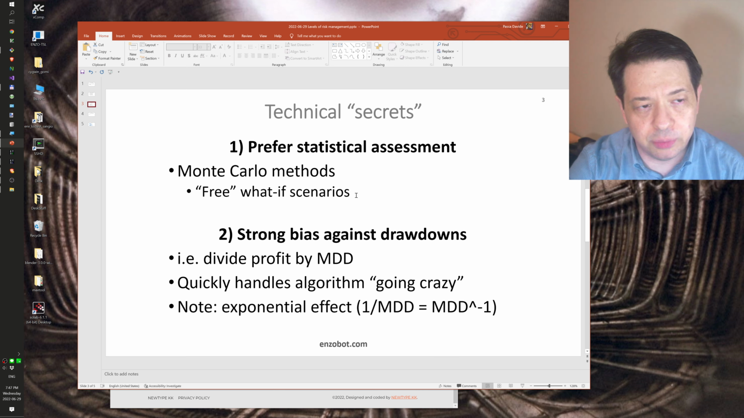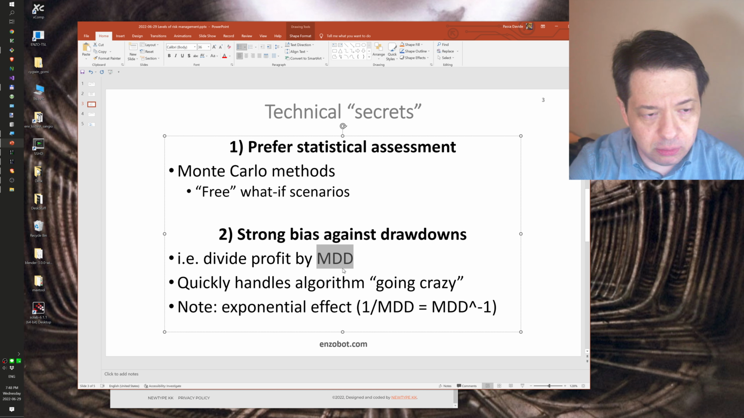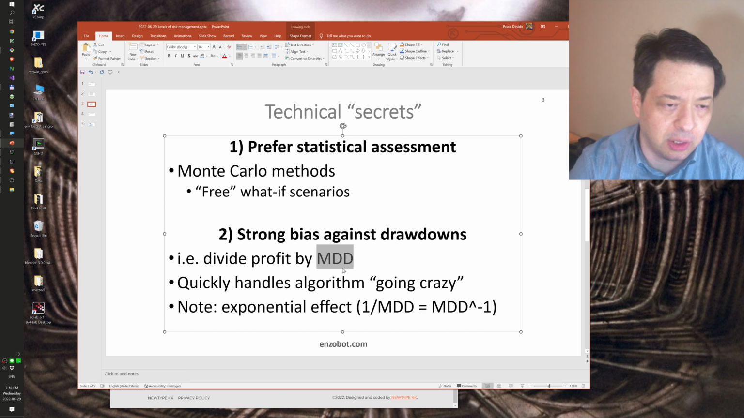And the second one is a strong bias against drawdowns. So whether you use Monte Carlo or not, you will have a numeric performance value that is based around profit, I suppose. Then you do want to divide that value by maximum drawdown, localized maximum drawdown. And I think it's important to actually do division. So you take the profit, for example, and then you don't subtract the maximum drawdown, you actually divide.